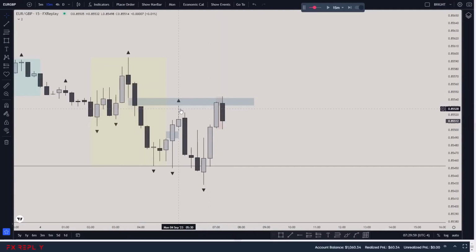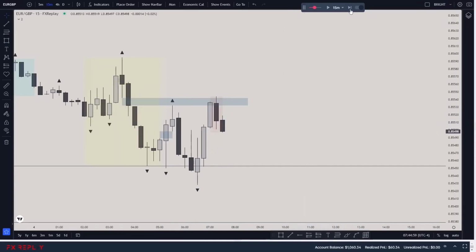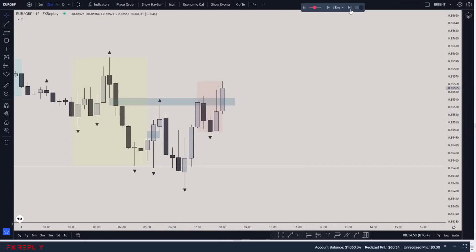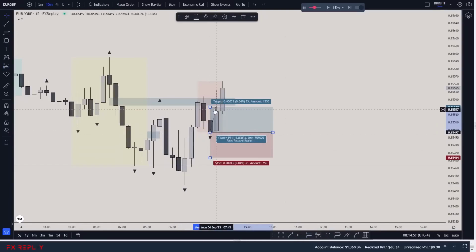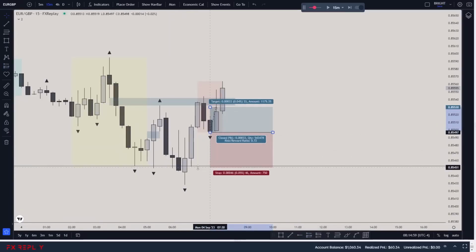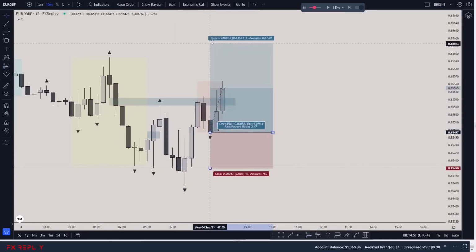What is a market structure shift? It's displacement above highs and lows, right? You see price is lower. Now there is a closure above. Now if price comes here, I'm gonna be going long right here at this fair value gap. Stop loss is gonna be below this right here, and I take profit. I will go 3 to 1.